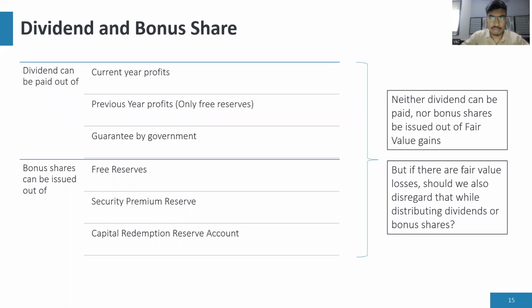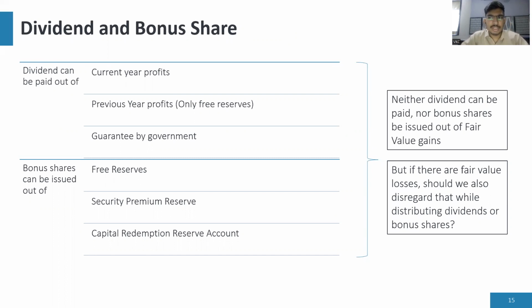Neither dividend nor bonus shares out of fair valuation gains, either FVTPL or FVOCI, is allowed. Another point to discuss over here: what happens to the losses? In our opinion, though the gains are being ignored, losses should be considered. It's the basic principle of conservatism that unrealized gains should be ignored, while anticipated losses should be considered at this stage only.